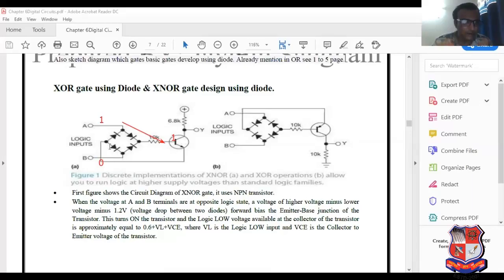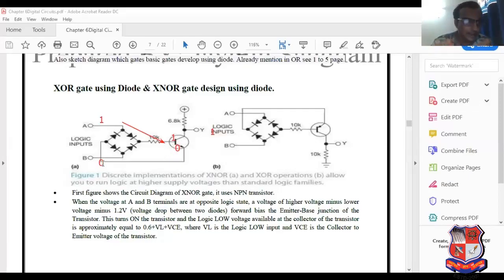So whatever terminal here is 0, the diode acts as an open circuit. Here also 0. So here we cannot get voltage. So here we can get 0 voltage. Here we will not get 1, here we will get 0. So the complement of 0 will be 1.